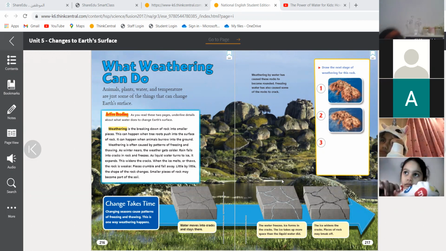And in these changes, we studied weathering and erosion. Who can tell me what is the difference between weathering and erosion? Do you have any idea?